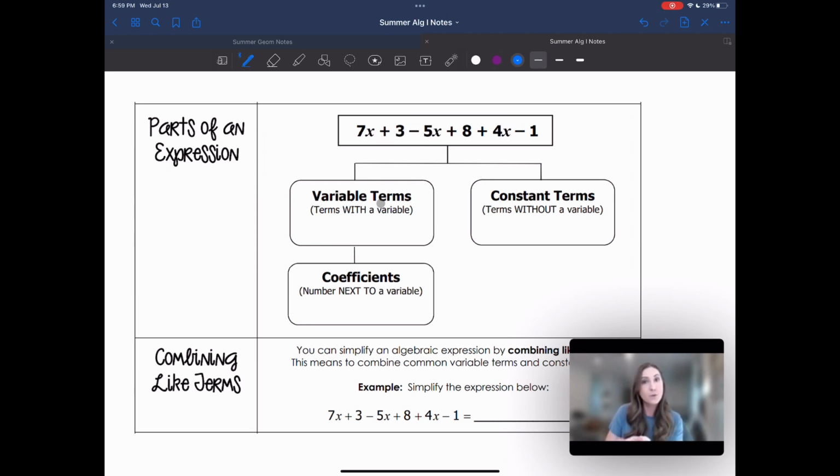We call them variable terms. Those are the terms with the variable. Variable just means your X or your Y. And then the constant terms, the terms without a variable. So those are just going to be your regular numbers.